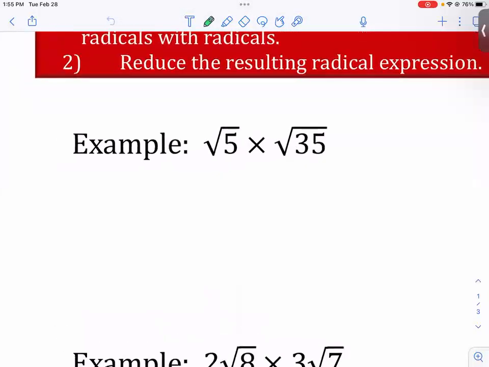So when I'm looking at the square root of 5 times 35, since 5 and 35 are both under the radical, I am going to multiply 5 and 35 under the radical.